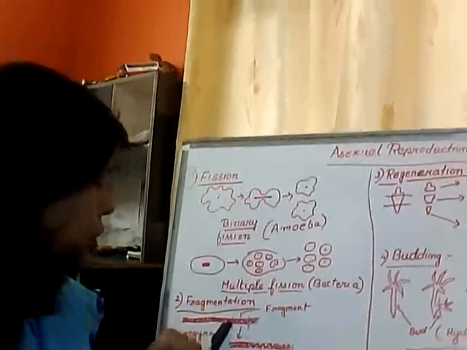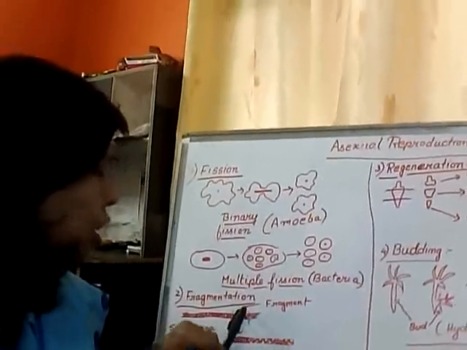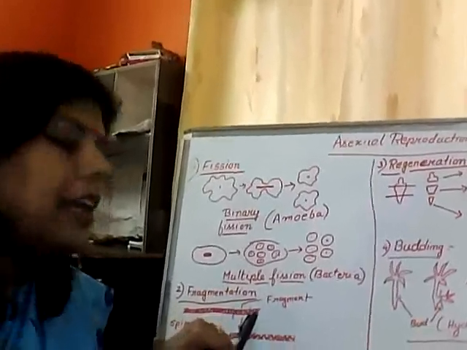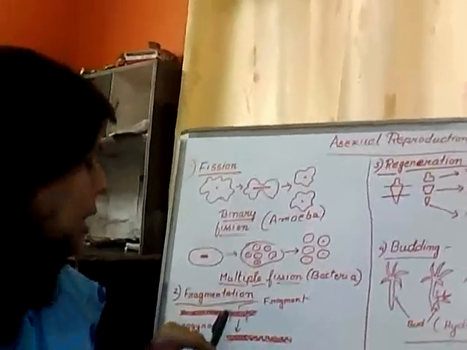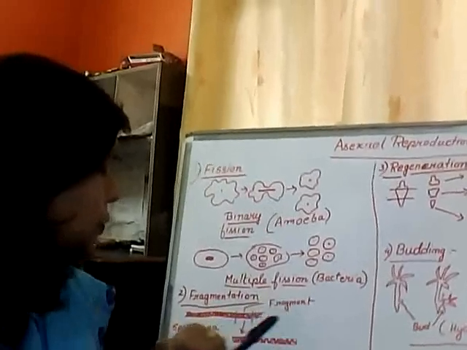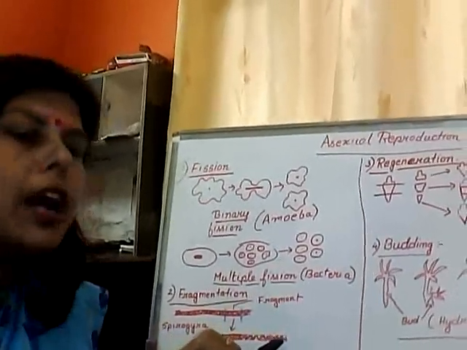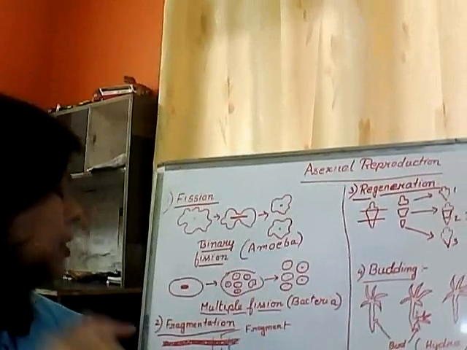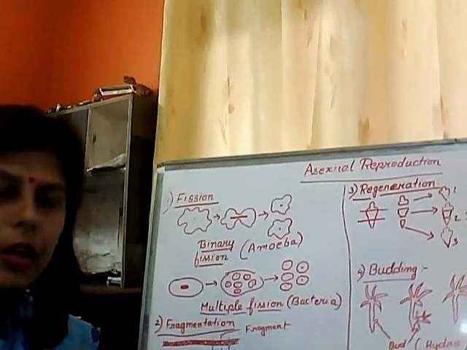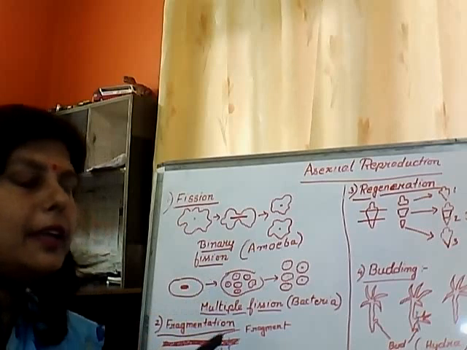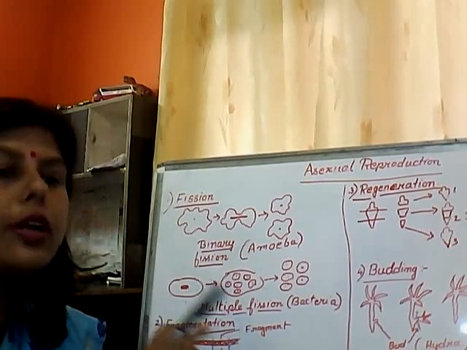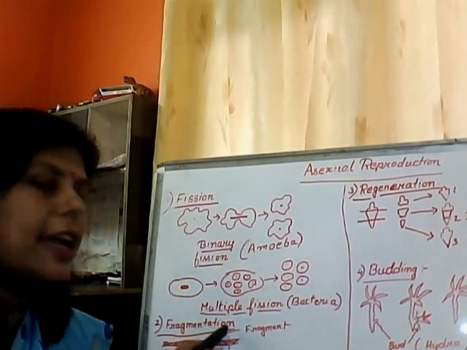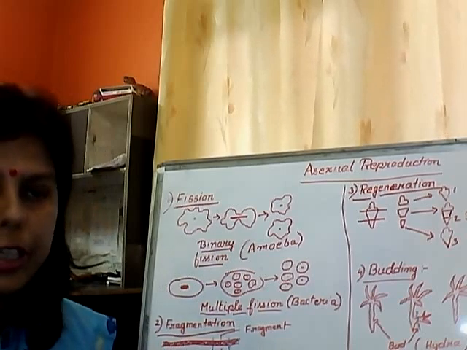It breaks. You just see two black lines I have drawn, that means it breaks, and from one piece it forms many fragments. Then from each of these fragments, if it gives rise to a new individual, it is said that fragmentation takes place. Since through fragments it has given rise to more than one individual, it is said to be a type of asexual reproduction.